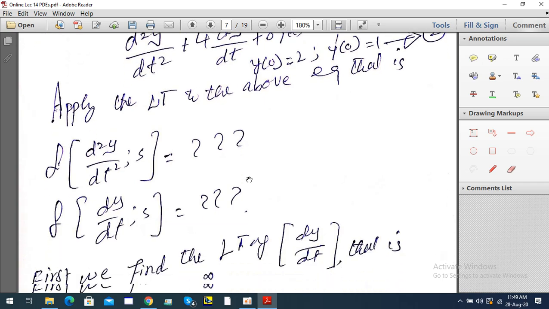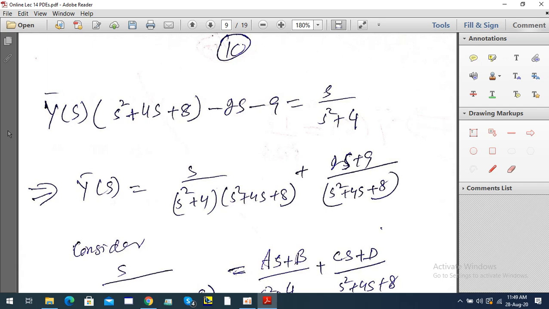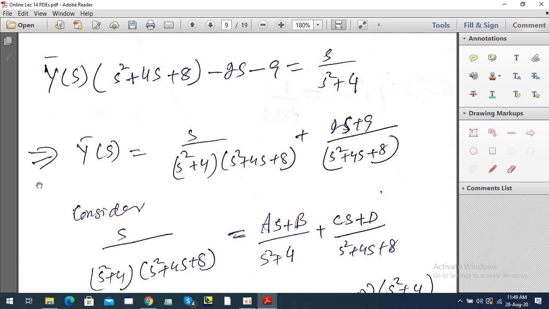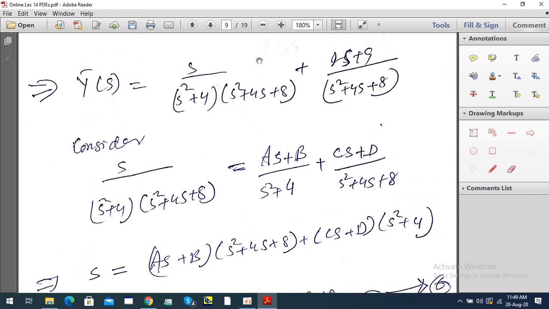So now you can see here, we have y bar of s. So how to find y t? Just find the Laplace inverse of the left hand side and the right hand side. The Laplace inverse of this side will be equal to y t. But what will be the Laplace inverse of this side? The Laplace inverse of the left hand side is quite easy. This will give you y t. But it is not easy to find the Laplace inverse of the right hand side, so we have to simplify this.